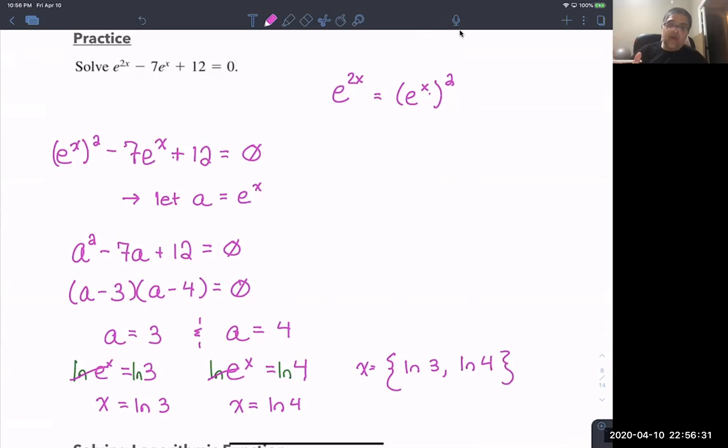So when you have multiple exponentials in the same problem and you cannot consolidate and make them into one exponential because they're being added or subtracted, you may have to employ what we call the substitution property, because this is known as a quadratic type exponential equation.